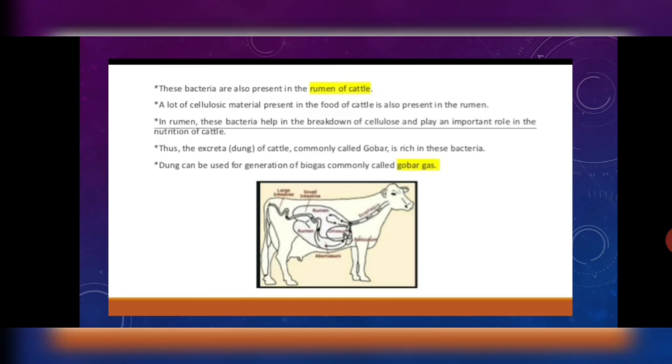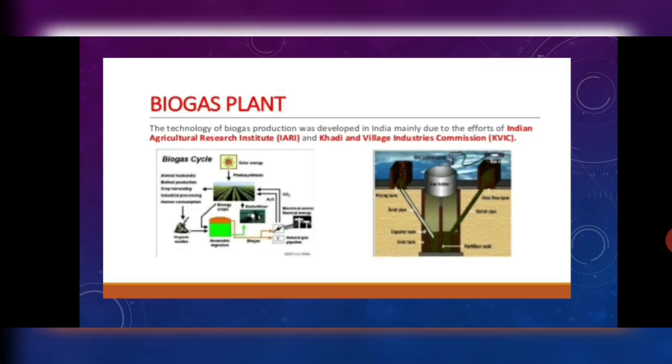These bacteria are commonly present in the rumen of cattle. A lot of cellulosic material which is present in the food of the cattle is also present in their rumen. So, biogas is produced in their rumen and dung can be used. So hence, dung can be used for the generation of biogas, which is commonly called gobar gas. Let us now see a biogas plant.